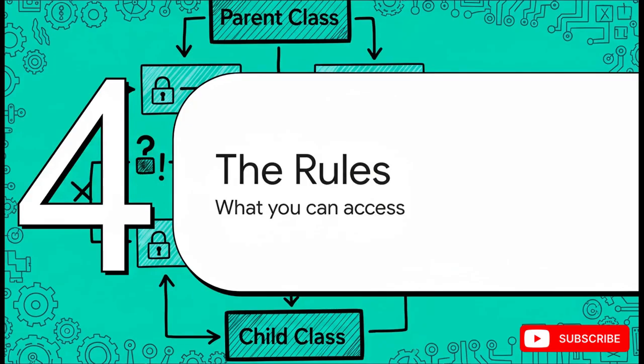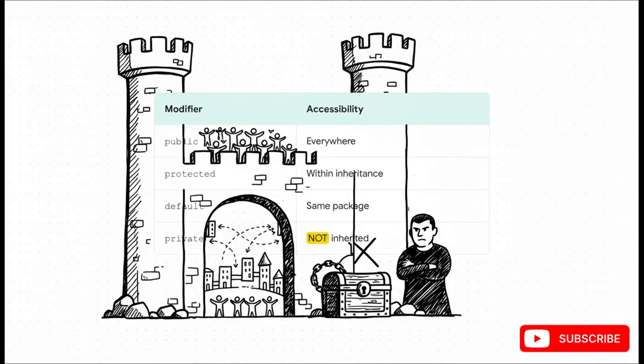Okay, on to section 4. Think of this as the rules of the road, the fine print. This is all about what you can, and just as importantly, can't, access from the parent class. So, these access modifiers, they're basically the bouncers at the club. Public, the door is wide open, anyone can get in. Protected is like the family and friends list. Child classes can get in even if they live in a different neighborhood or package.